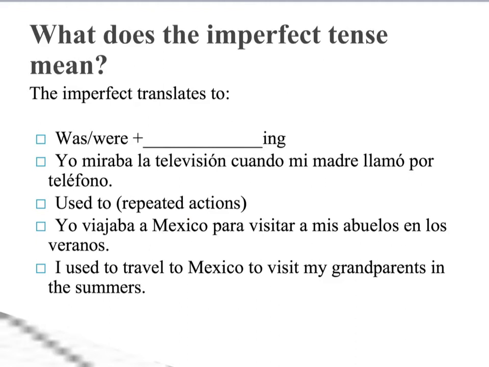It can mean used to, which we use for repeated actions in the past, such as yo viajaba a México para visitar a mis abuelos en los veranos. So I used to travel to Mexico to visit my grandparents in the summers. Gives us the idea that it was something that happened over and over again.